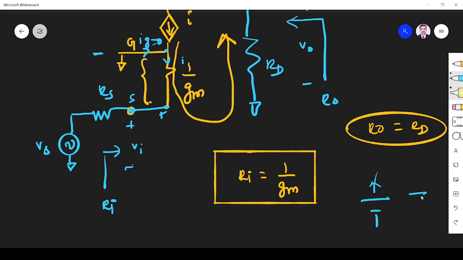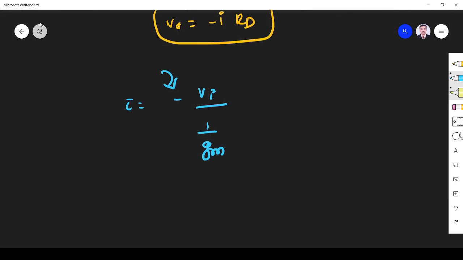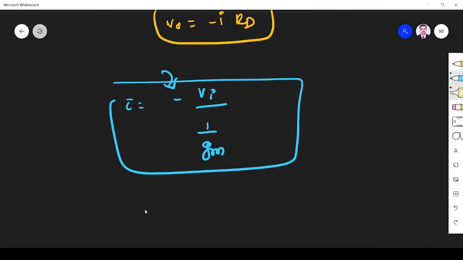So it is like this, right? Minus to plus, it is entering here, right? So it is minus. So for that only I put minus. So minus Vi divided by 1 by Gm. So I is equal to minus Vi. So what is AV?